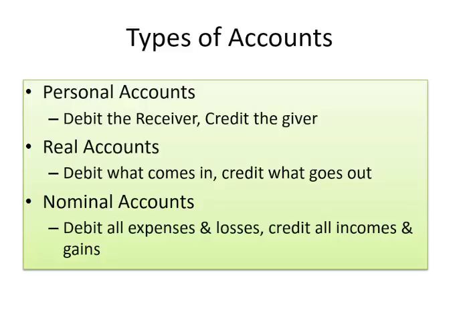Real account. Debit what comes in, credit what goes out. Debit whatever is coming inside the business, and credit whatever is going out. Then nominal account. For nominal accounts, the rule is: debit all expenses and losses, credit all incomes and gains.